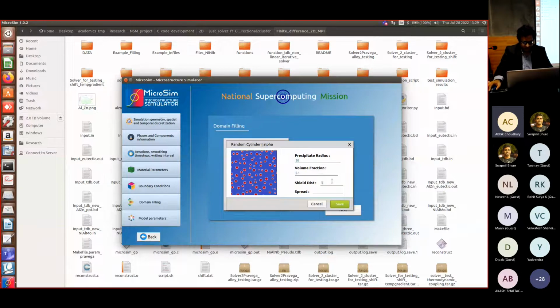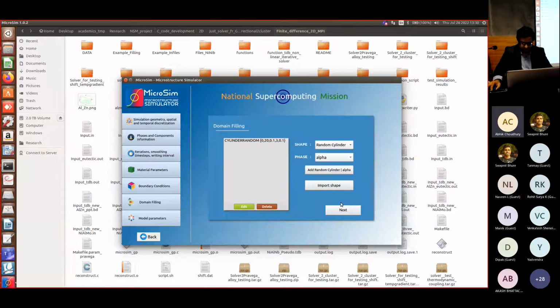Shielding distance as 3. Shielding distance is essentially what factor of the radius you want separating the precipitates that you put in. And spread essentially tells you R plus delta R, what is the spread in the distribution of R. So I will give it as 0.1. This fills in a new key, cylinder random, in the filling.in file.